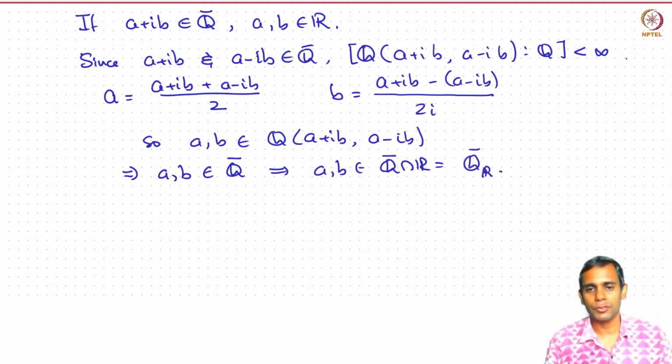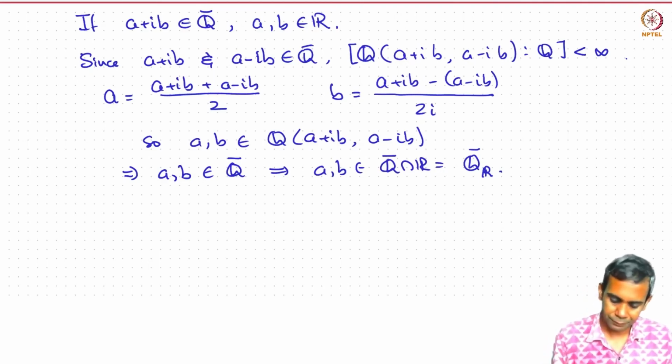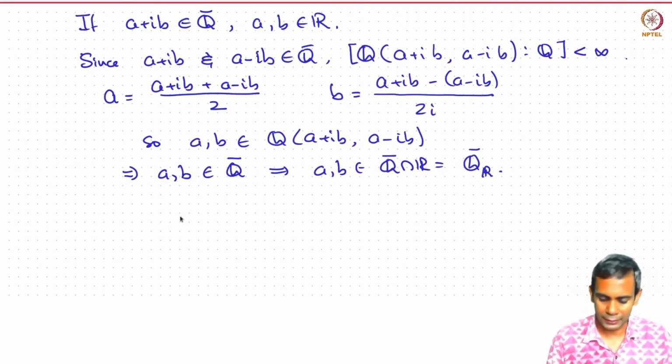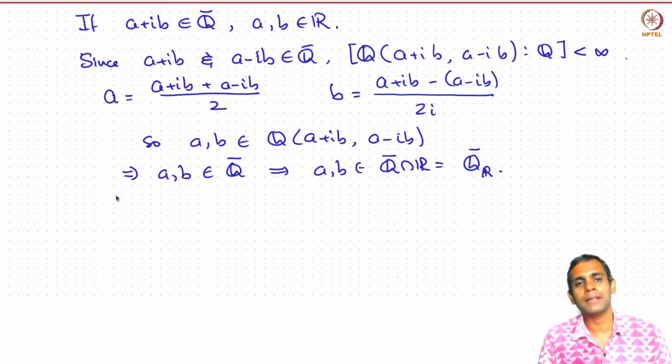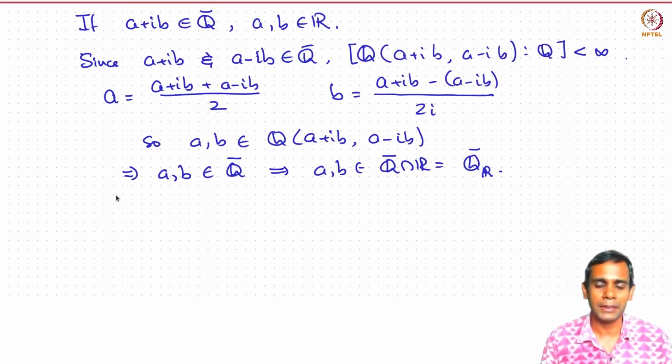Just by definition of Q bar R, we assume that a and b are real numbers. So here's the thing: if a + ib is algebraic, then its real part a and its imaginary part b are algebraic real numbers.